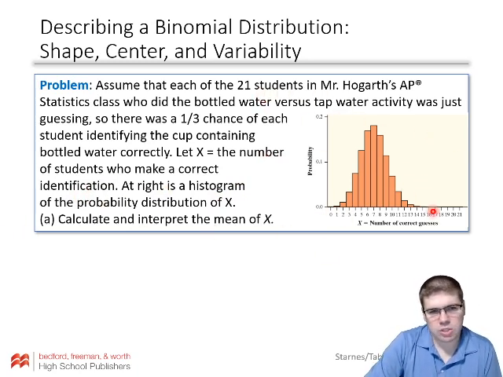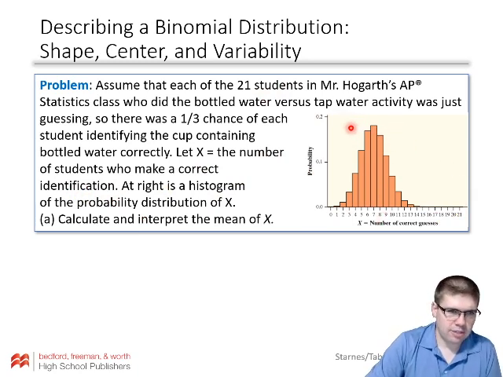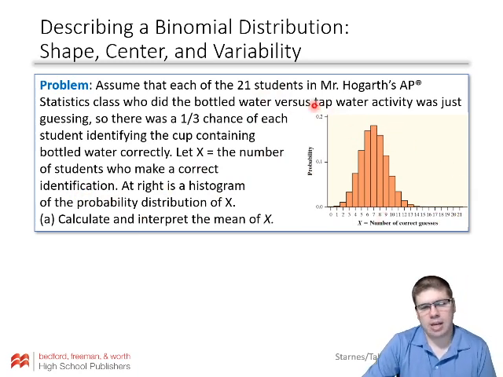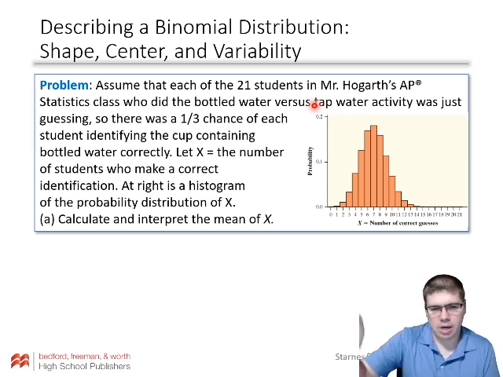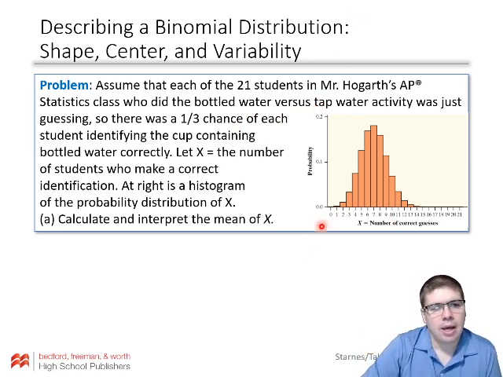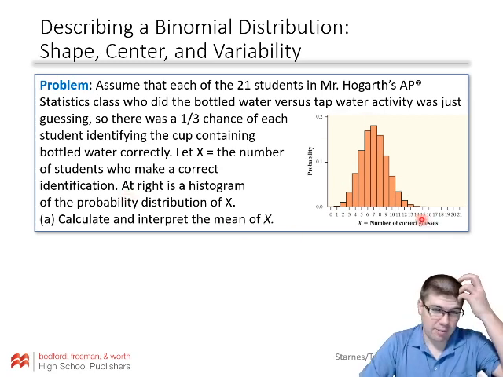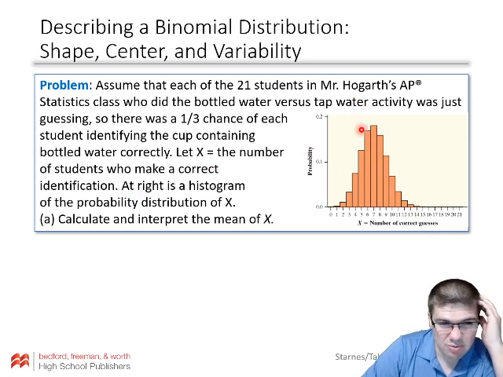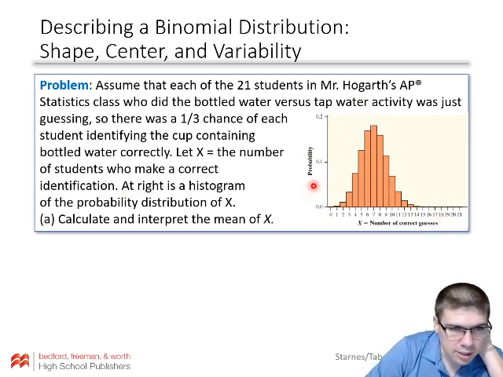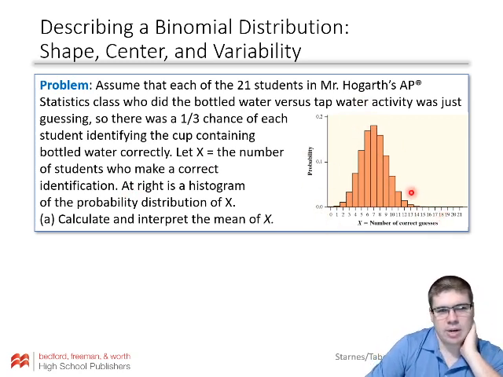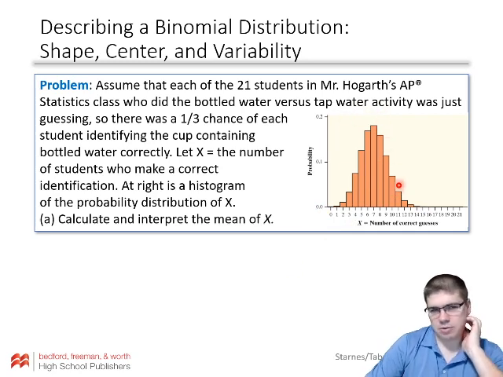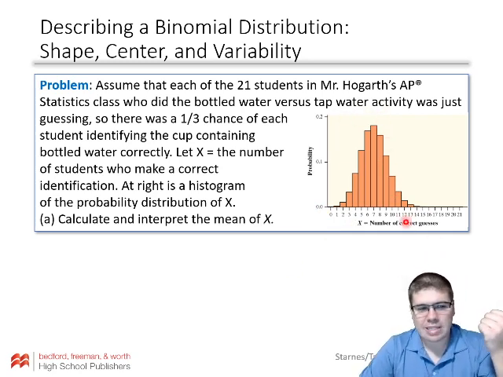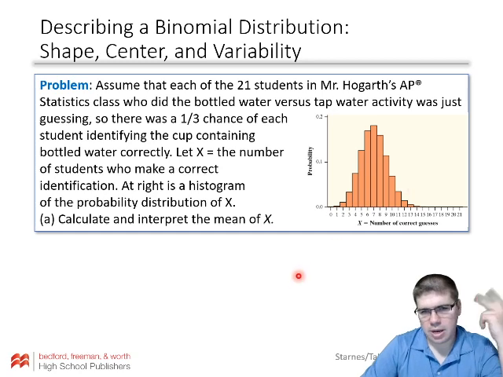We had 21 students. They had a 1/3 chance of success identifying which of the 3 bottles was bottled water. If that's the distribution, we see the shape of it looks kind of symmetric, maybe a super slight right skew, but this looks pretty good in terms of a symmetric distribution. But where is it centered? What is the spread? That is what we're going to look at next.